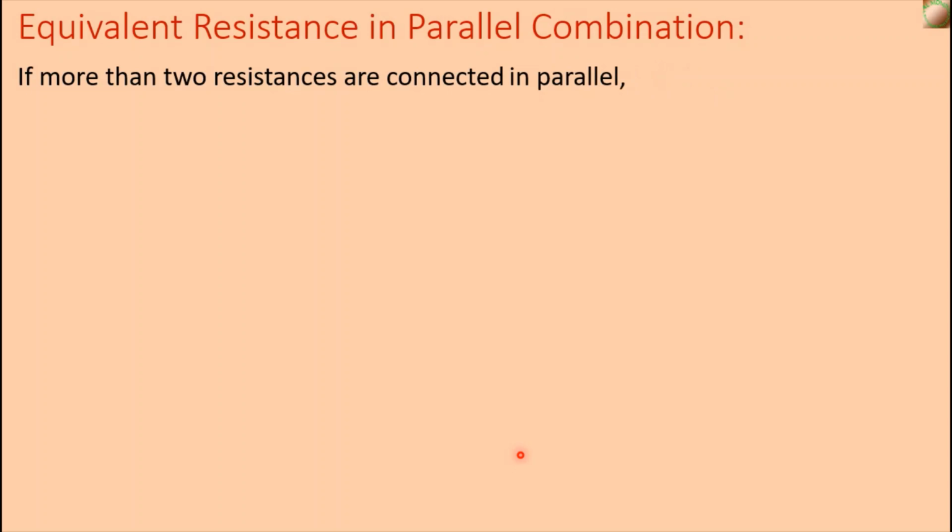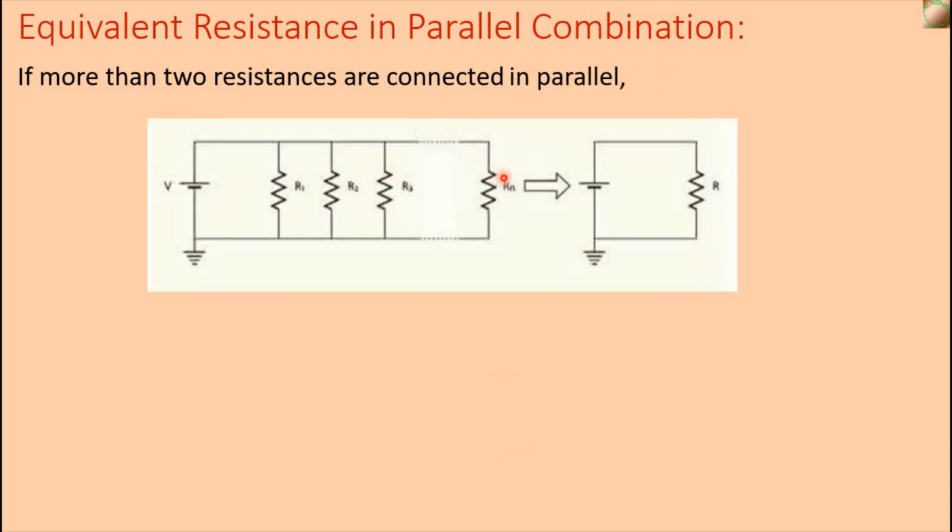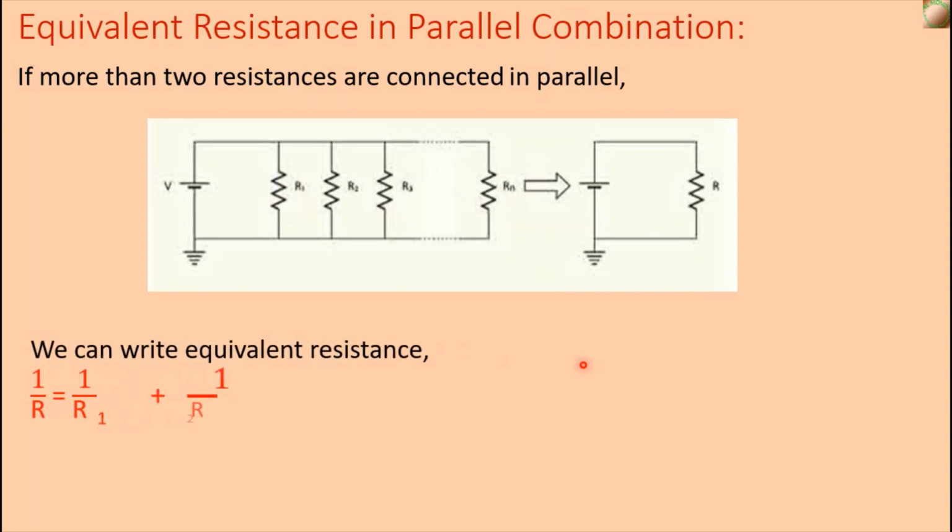If more than two resistances are connected in parallel, here n number of resistances R1, R2, R3, and so on up to Rn are connected in parallel, and their equivalent resistance is R. Here R is the equivalent resistance of all the resistances. Therefore, we can write 1 by R is equal to 1 by R1 plus 1 by R2 plus 1 by R3 and so on plus 1 by Rn. This is the equation of equivalent resistance in parallel combination.